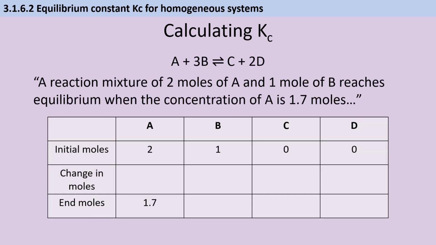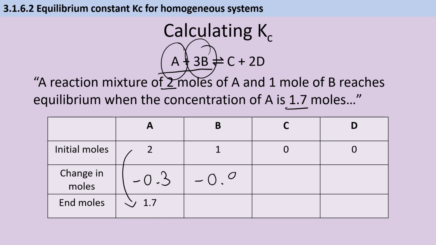Often, before we can substitute numbers into a Kc expression, you're going to need to calculate the number of moles and therefore the concentration. And the easiest way to do this is to draw what we call an ICE table. So we have initial moles, change in moles, and then end moles. So in this question, we're told that we start with 2 moles of A and we finish with 1.7. So that's a change of going down by 0.3. Then if I look at my equation, I can see that for every 1 mole of A, I'm using 3 moles of B. So I'm going to use up 0.9 moles of B and be left with 0.1.